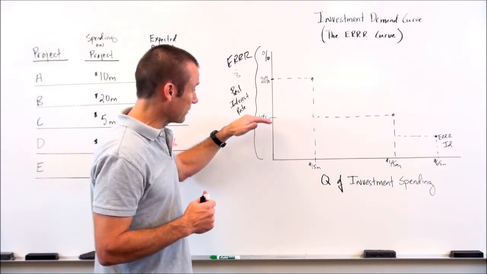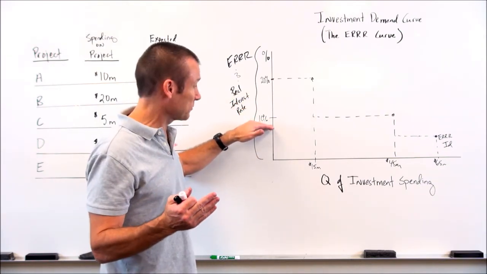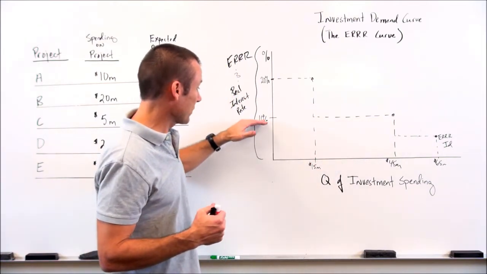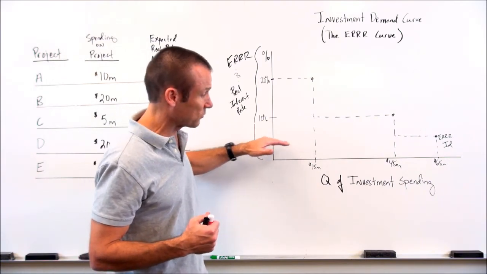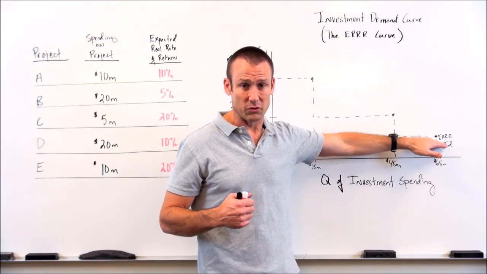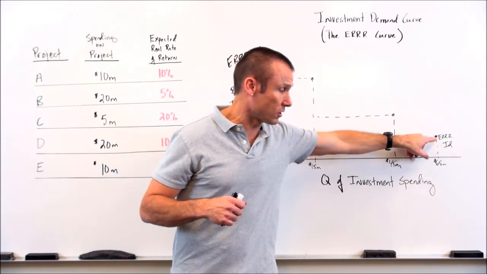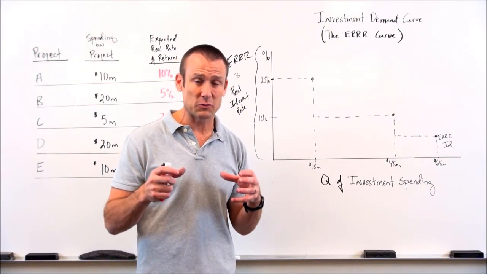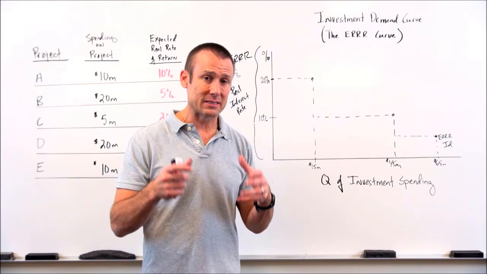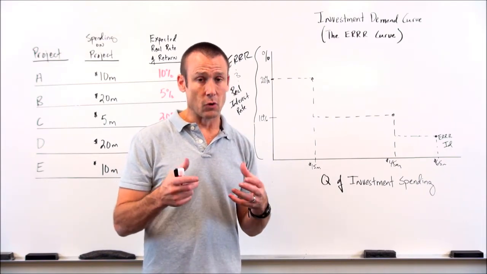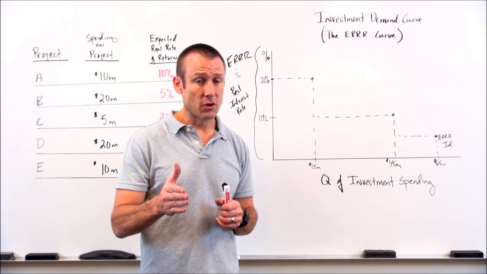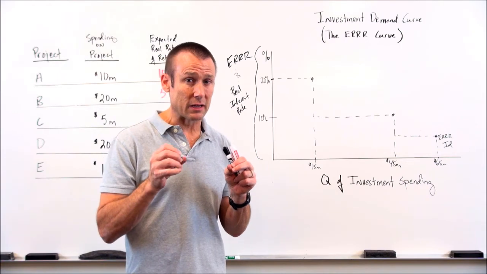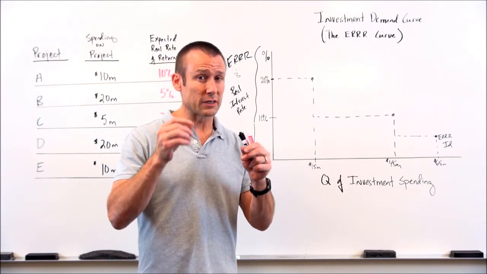Now, if the interest rate dropped down to, say, 8%, how much investment spending would I do? $45 million, or at least this business would do that much. And if the interest rate dropped down to, say, 3%, this business would do $65 million worth of projects. So this curve is communicating the investment demand curve. It is communicating the quantity of investment spending that we're going to get at every single real interest rate. So once again, all demand curves are marginal benefit curves. And the expected real rate of return of projects is communicating the marginal benefit of those projects to the business.